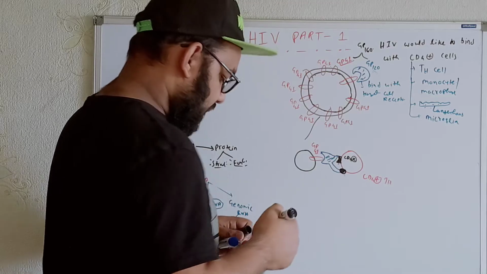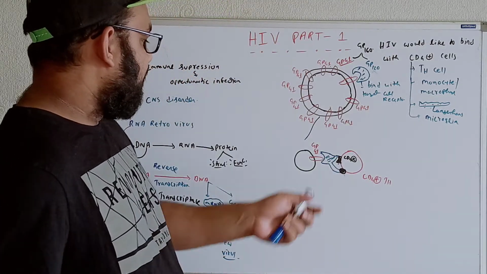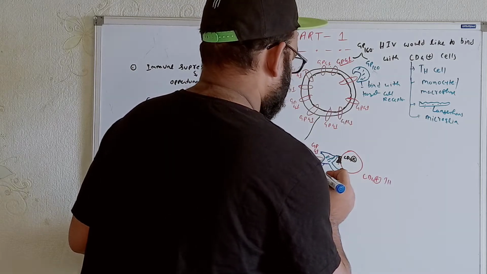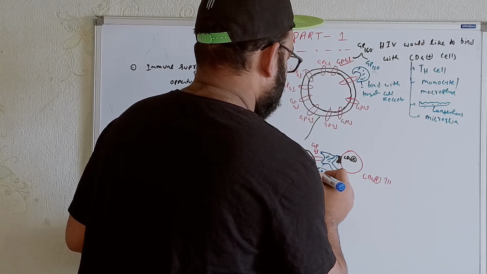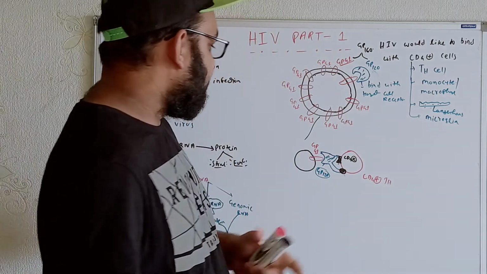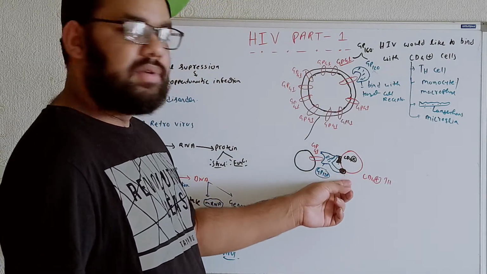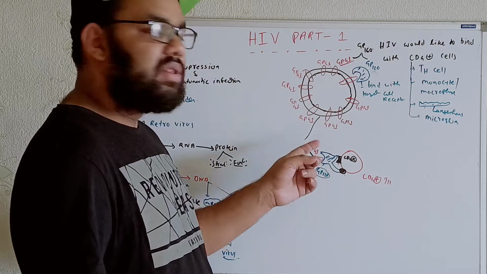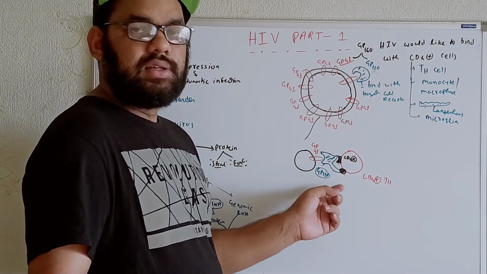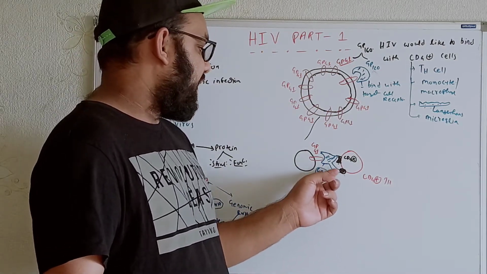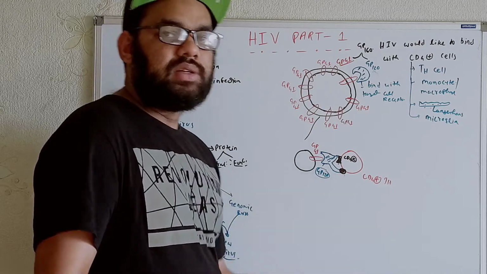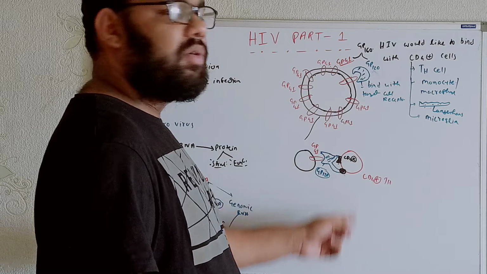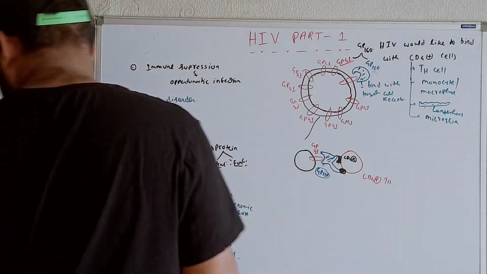Okay, so let me repeat once again. Whenever the GP120, let me write it over here, GP120, attaches along with the CD4 receptors, at that time there will be conformational changes within the GP120. Whatever the changes, it will extend another co-stimulator or co-receptor that will go towards the CD4 positive T cells, for example, over here.